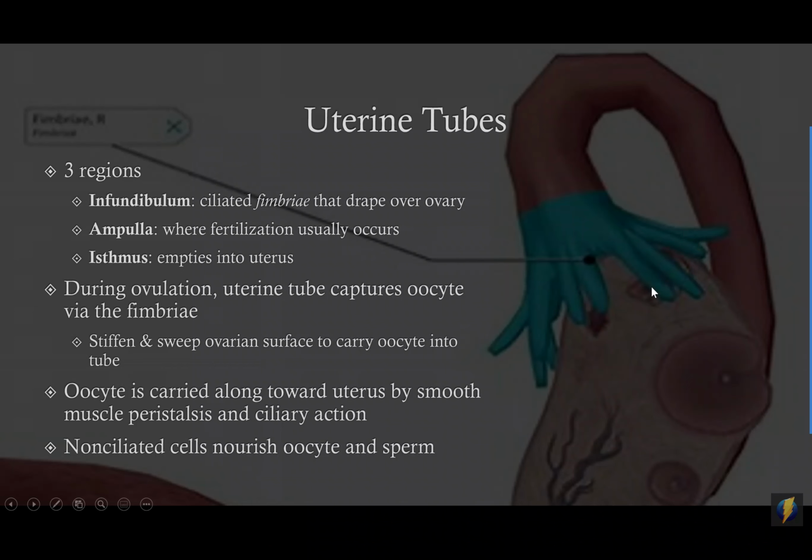and essentially what has to happen is the little fimbriae sweep across the surface of the ovary and grab onto the oocyte, and then bring it into the majority of the rest of the uterine tube, which is the ampulla, which is where fertilization usually occurs, and then the last part of the uterine tube is known as the isthmus, which essentially empties into the uterus.